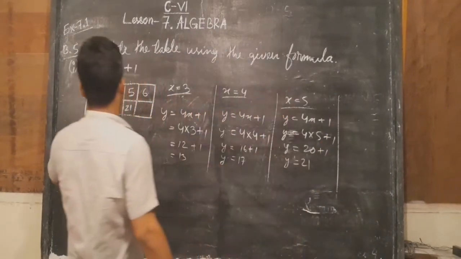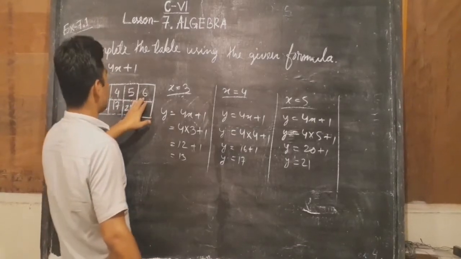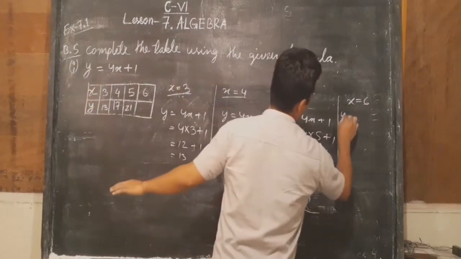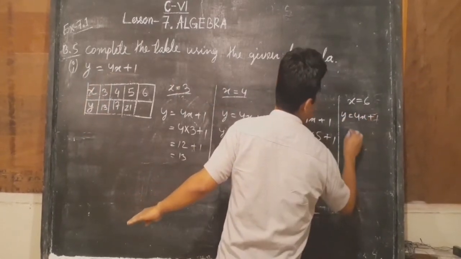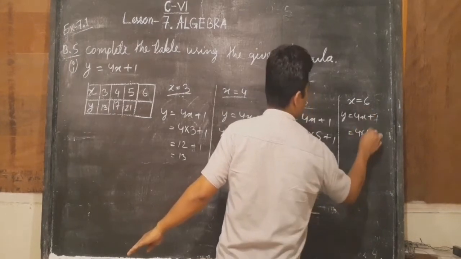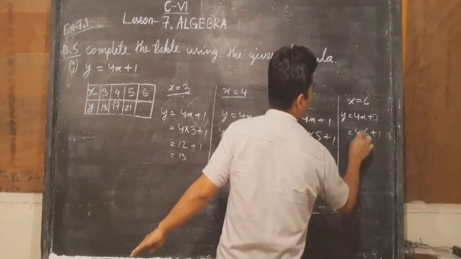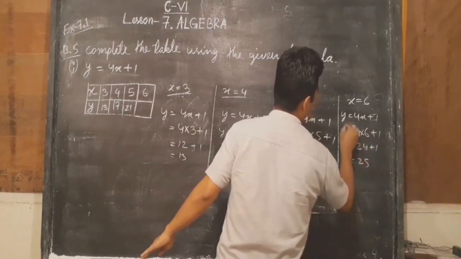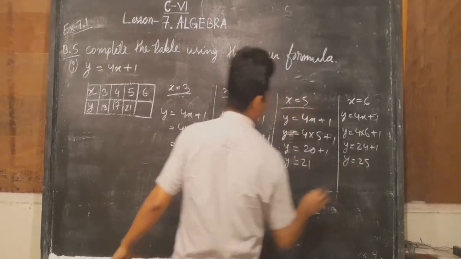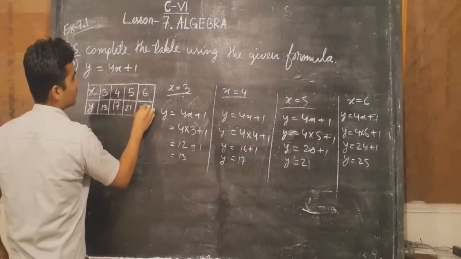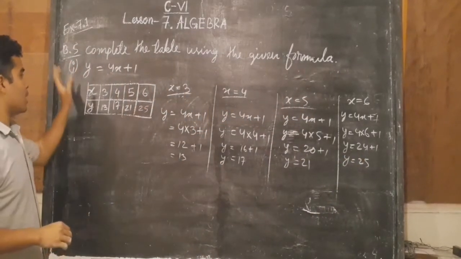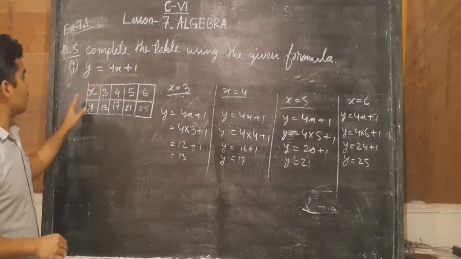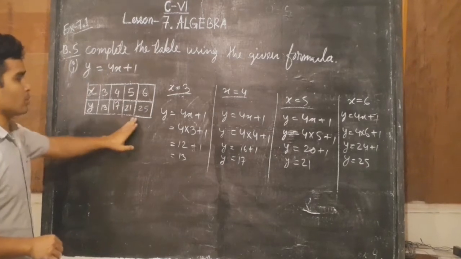Next, what is the next value of x? That is 6. Now x equal to 6. I will put the value in this formula again, 4x plus 1. So 4 into, what is x now? 6, plus 1. 4 sixes are 24 plus 1. So I got 25. What is the y value now? The y value is 25. If we have a formula and if we have the value for one variable, then we will have the value for the other variable also like this.